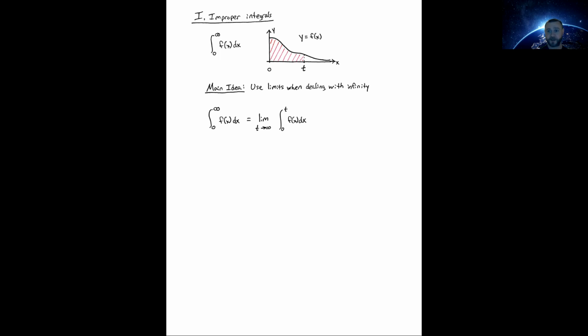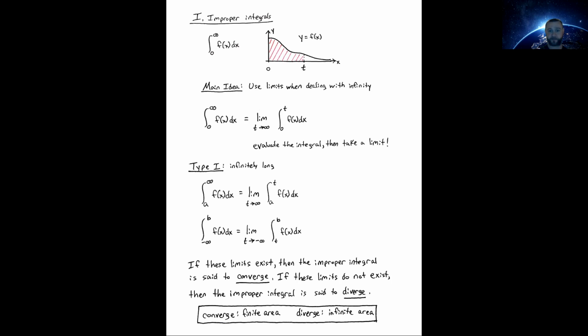Any place you're dealing with infinity within the calc sequence, limits likely come into it. So what we do in this scenario is we integrate from 0 to t, and then we take a limit as t goes to infinity. So we have the basic setup down there. The integral from 0 to infinity, we're going to split into two parts. We first evaluate the integral from 0 to t. And once we've done that, we'll evaluate the limit as t goes to infinity.